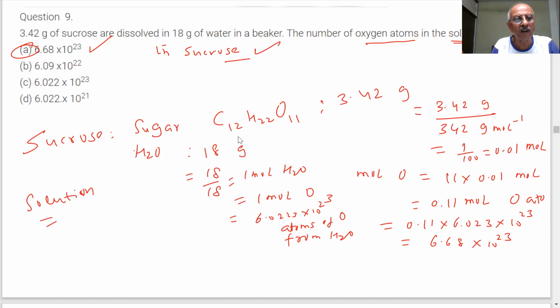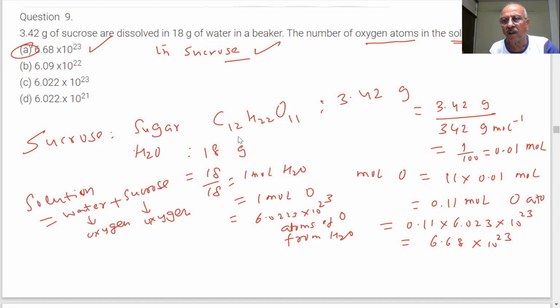Solution is made up of water plus the sucrose. It has oxygen. It also has oxygen. Then we have to add the two to find total oxygens. But none of this will match with the answer. How much will it become then? 6 plus 6, 12 point something, if I add the two. So if I say only in sucrose, then this is the correct answer. All right.